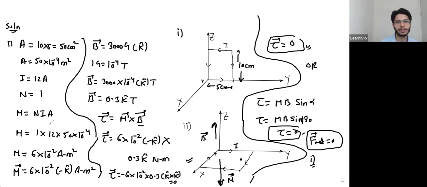See, in part 1, area would be same. No, it won't be 0. I don't think it would be 0 in this case. The magnitude of magnetic moment is this, but what about the direction? What is the direction of magnetic moment in this case? What direction are you getting?